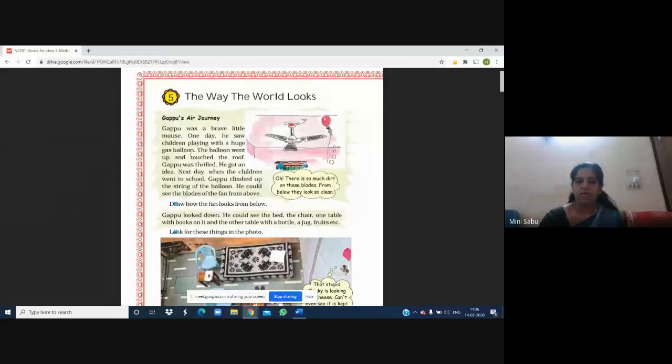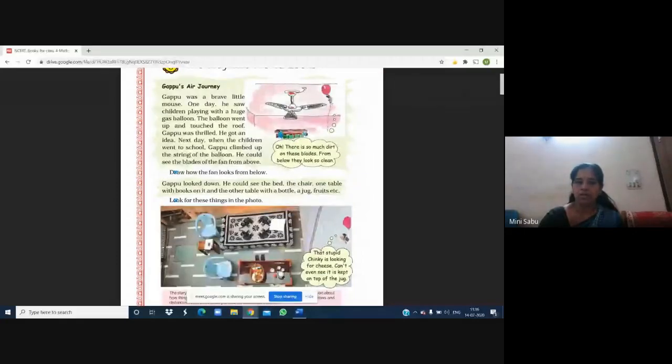One day, he saw children playing with a huge gas balloon. You are familiar with gas balloon. The balloon went up and touched the roof. The children were playing inside the room. So when the balloon went up, it touched the roof. It could not escape because the balloon was inside the room.